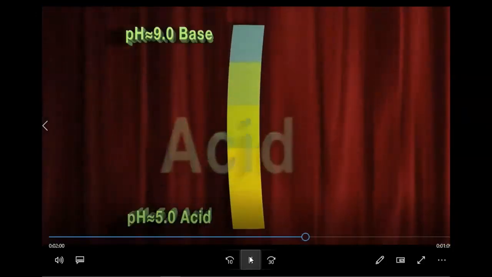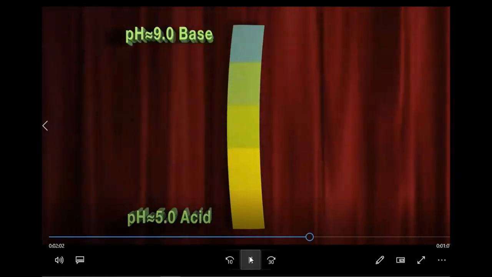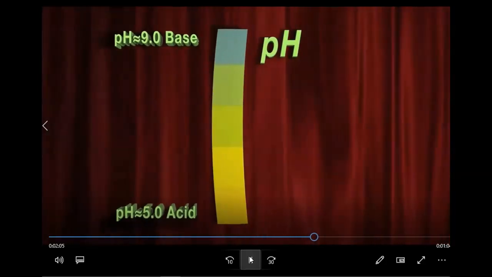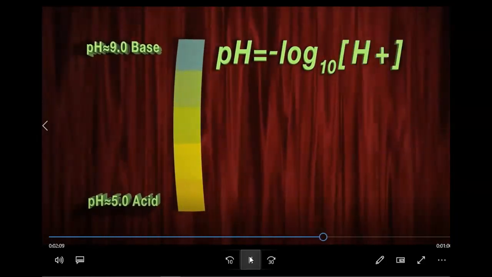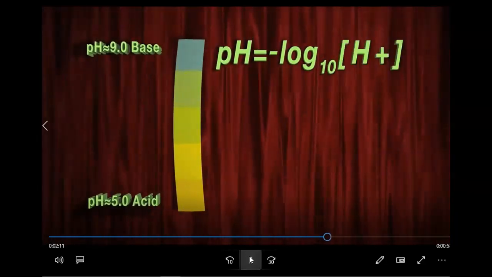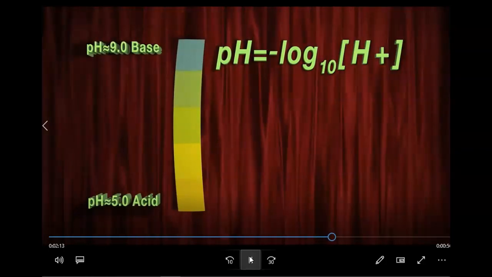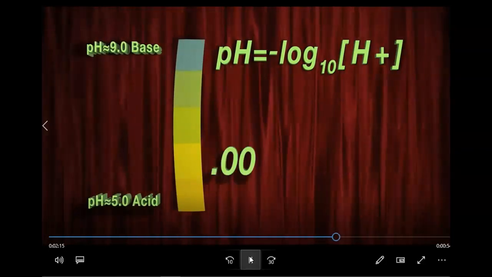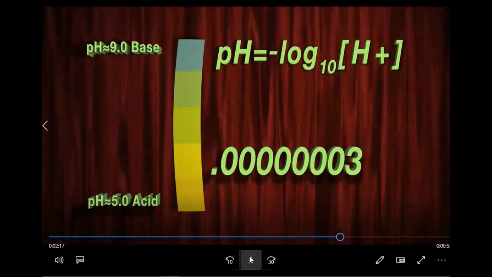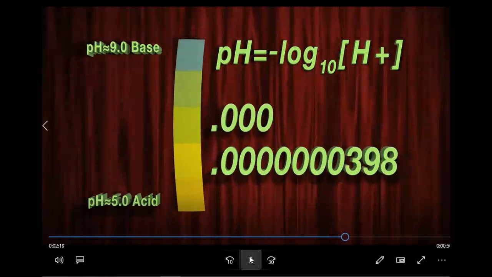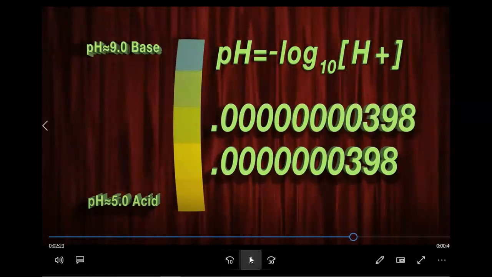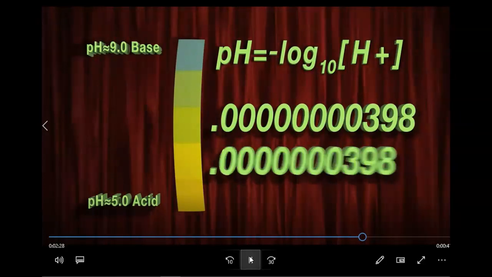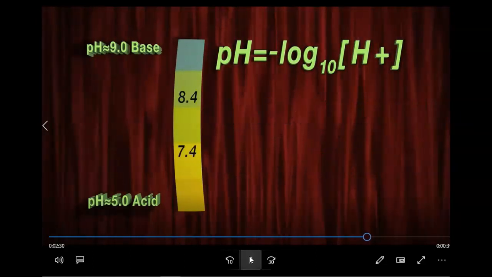pH tells us how acidic or basic a sample is and can be calculated with the formula pH equals negative log base 10 of the hydrogen ion concentration, or H+. We can find the pH of water samples with hydrogen ion concentration of 0.00000000398 and 0.00000000398 quickly on a calculator. Punch negative log of each of those numbers, and you'll see the pHs are 7.4 and 8.4.